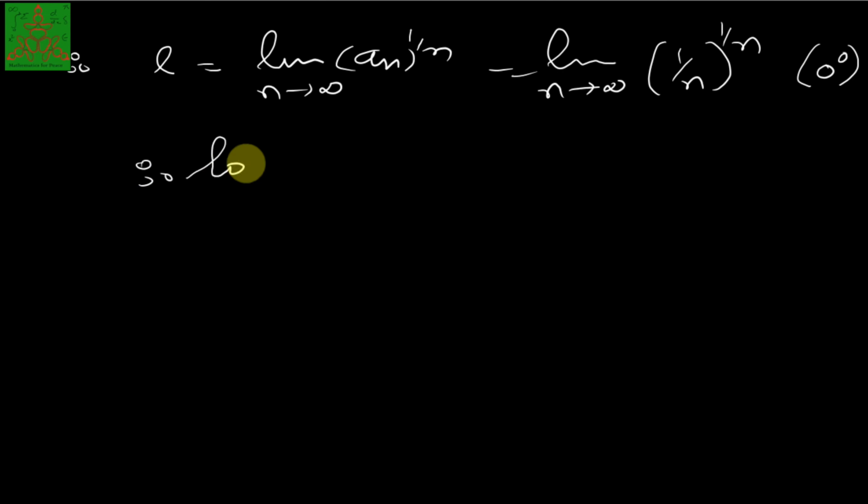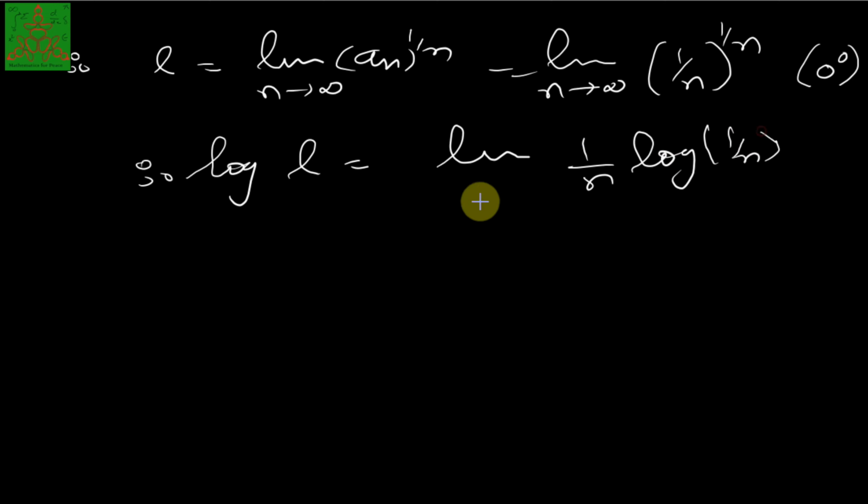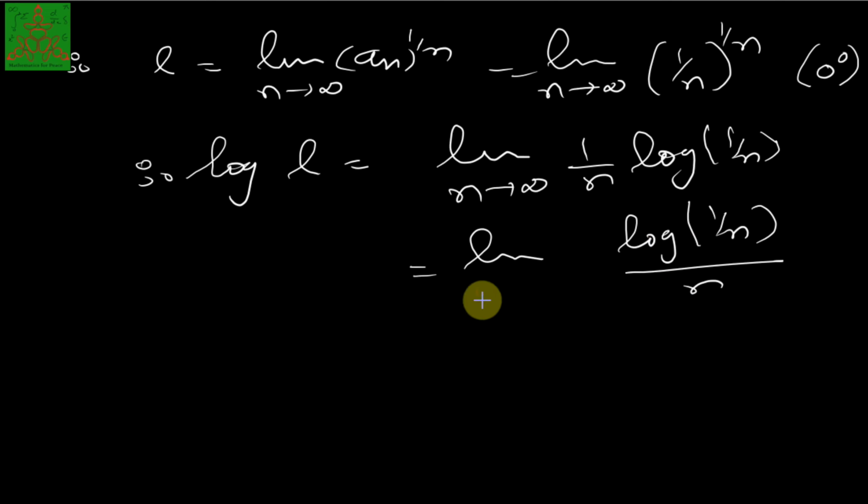So log of L is equal to the limit of (1/n) log of (1/n) as n tends to infinity, that is the limit of log(1/n) upon n. As you know, log of 1 by n as n tends to infinity tends to infinity, because log 0 tends to infinity. So this is an infinity upon infinity form, which is again an indeterminate form. To find the answer, you have to apply the L'Hospital rule.